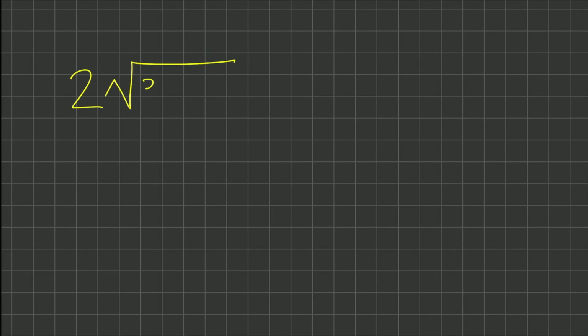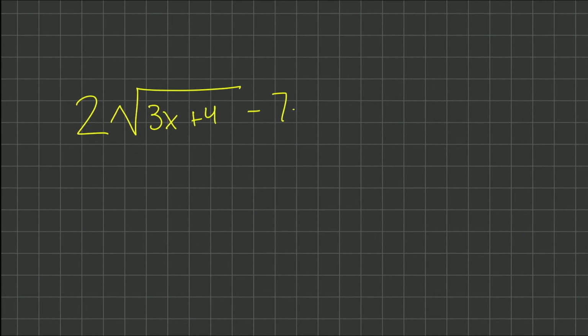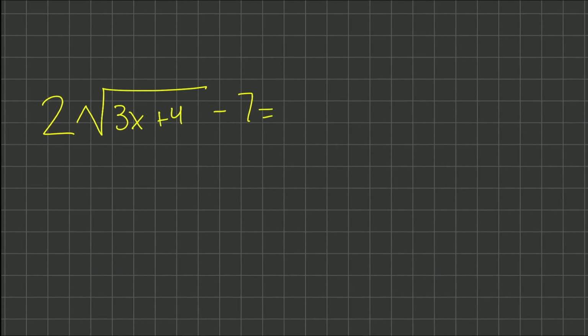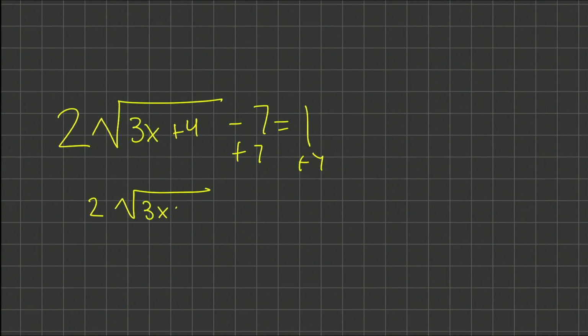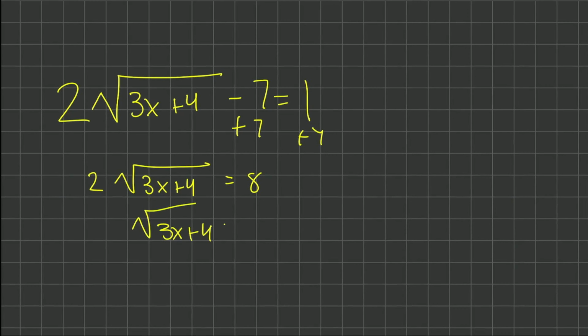Alrighty, finally, we're going to explore something called radical equations. So we've done adding, multiplying, and dividing. What we need to do now is take a look at how to do radical equations. In order to start this, what I like to do is isolate our radical sign. To do that, we need to add 7 to both sides, and you get root 3x plus 4 equals 8, and now we're going to divide both sides by 2. We get root 3x plus 4 equals 4.